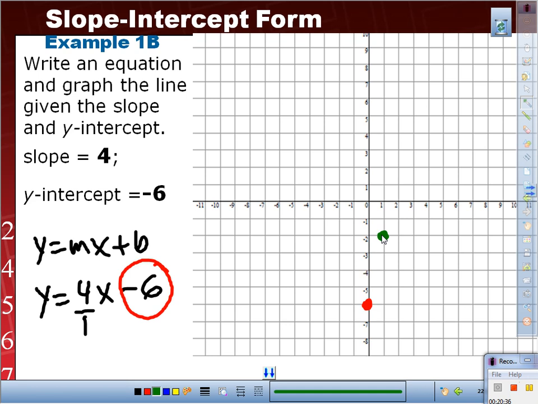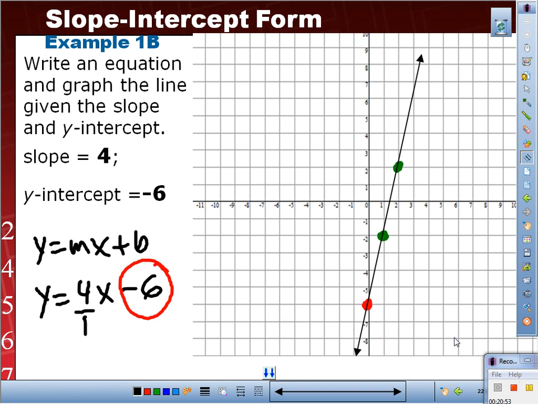Plot your point, and let's do it again from there for the next point. 1, 2, 3, 4, 1 to the right. And you need at least 3 points. You can go one more if you want just to practice, but at least 3 points and then graph your line. Hands if you got that. Okay, good.